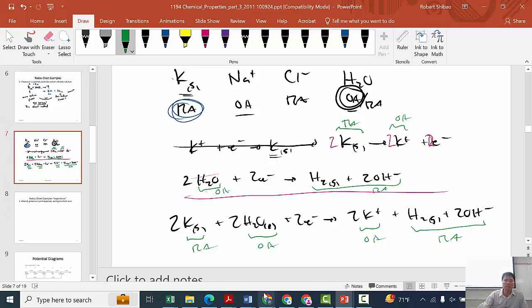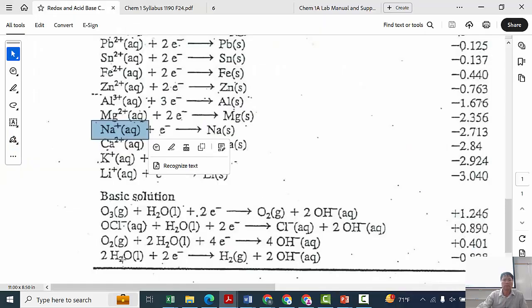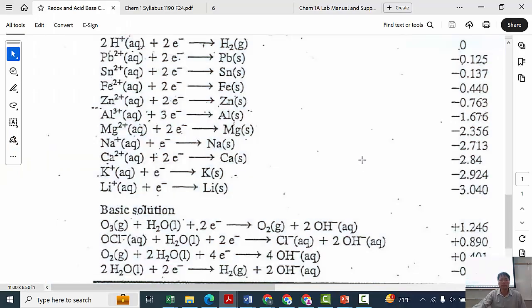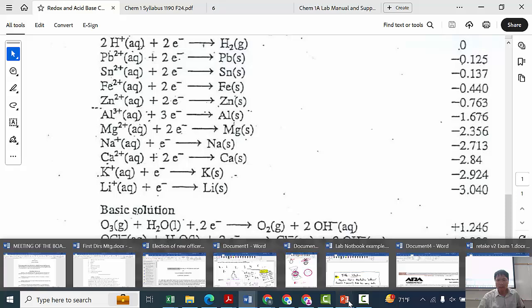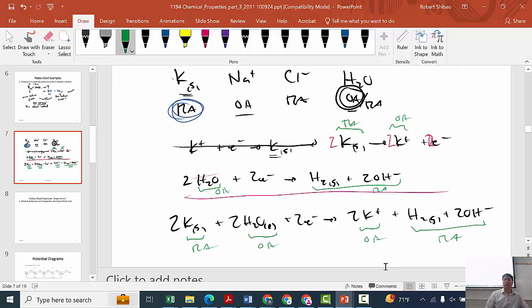Which one's stronger? So I see potassium ions here, and where does water belong? Yeah, and so which one's stronger as an oxidizer? Water. Water's stronger. So I go back here. And let's put that in.